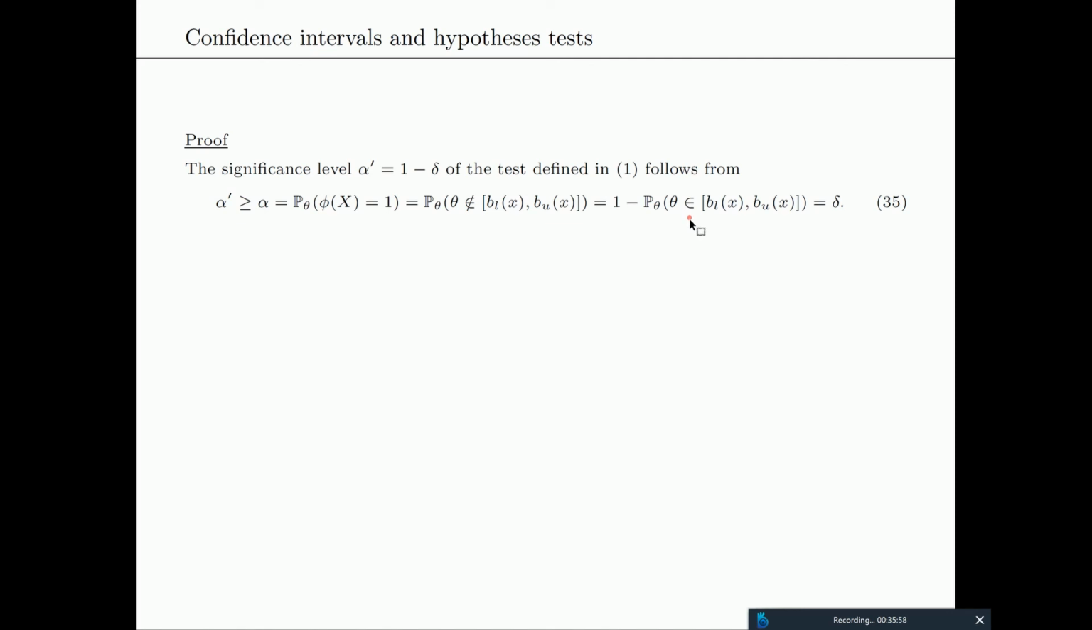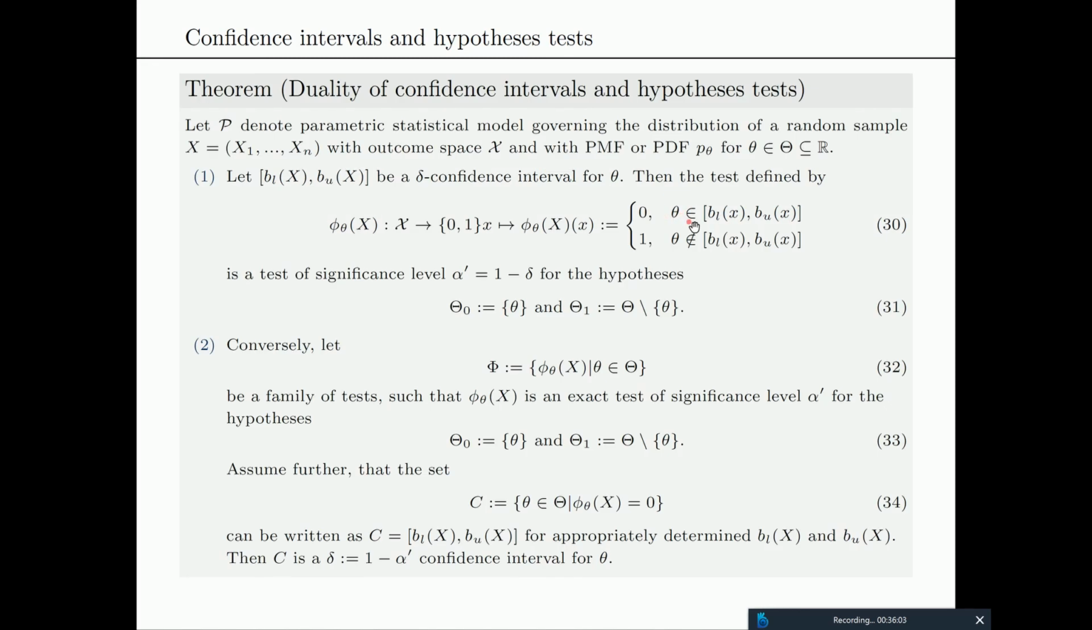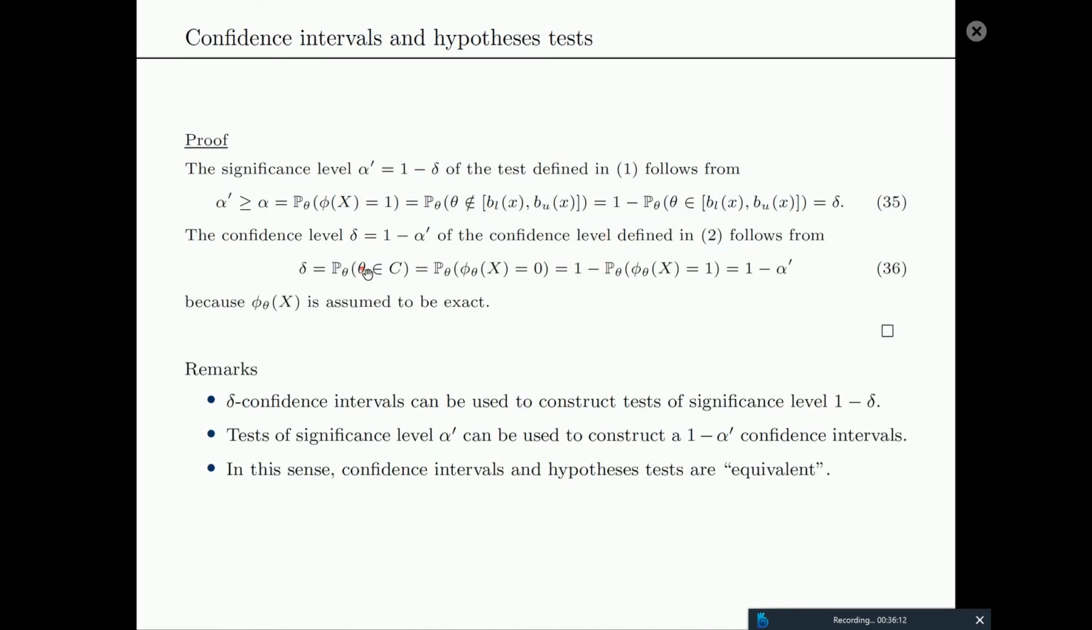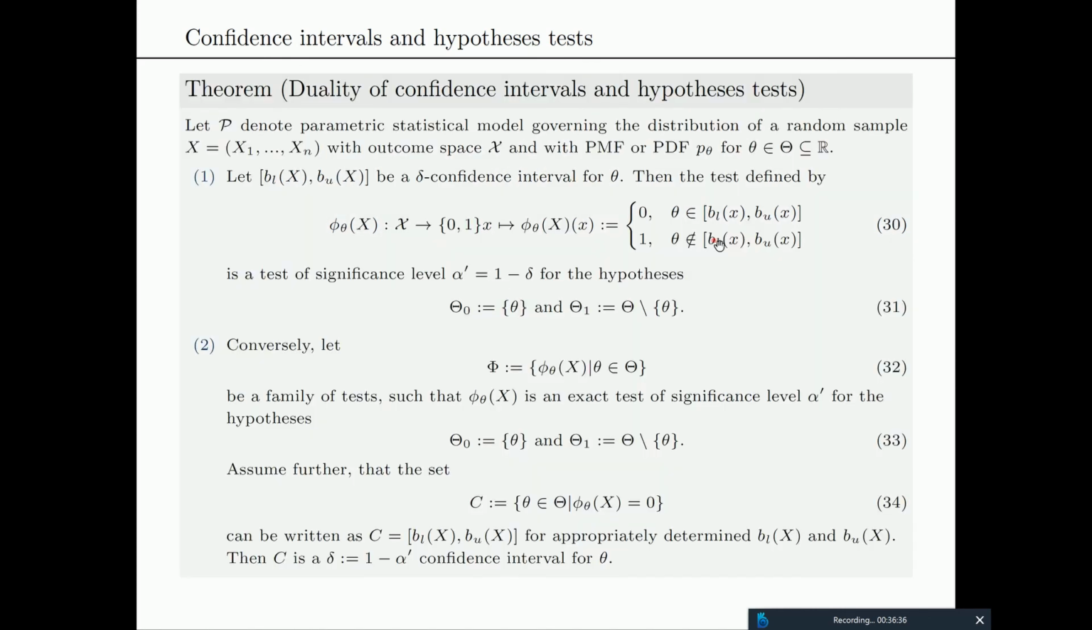And it works just because the test is defined like this. Yeah? It works because the test is defined to reject the null hypothesis if the parameter of interest is not in the confidence interval. And the other way around, if you have a confidence interval of a level delta, then this means that if theta here is your null hypothesis value, the probability for theta to be in the confidence interval was delta in the first place. This then is the same as not rejecting the null hypothesis in terms of the test, because that's how it's defined.